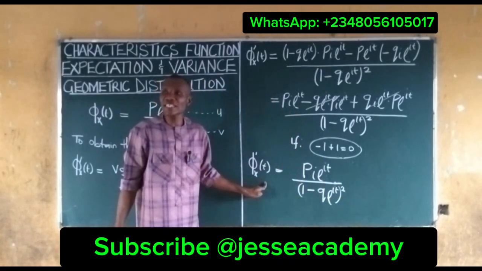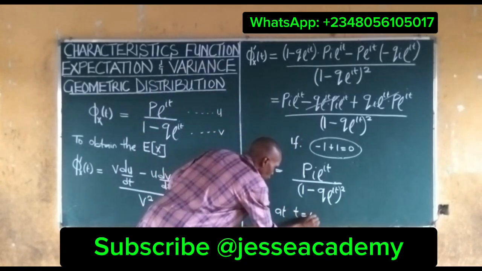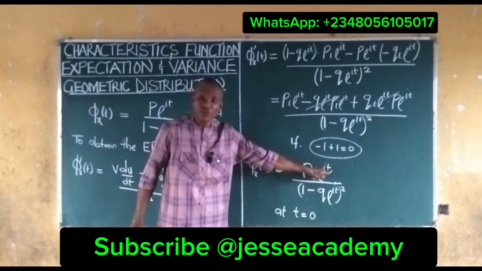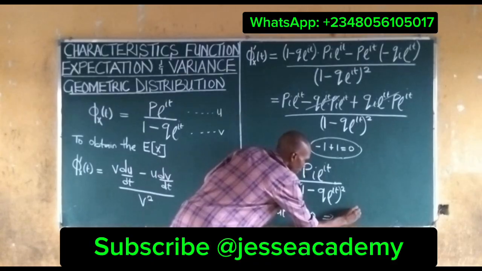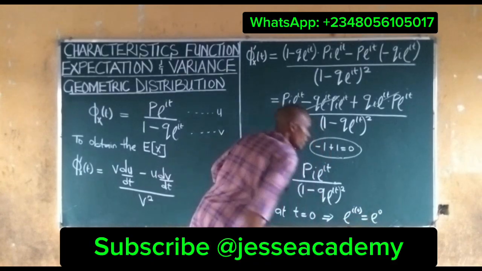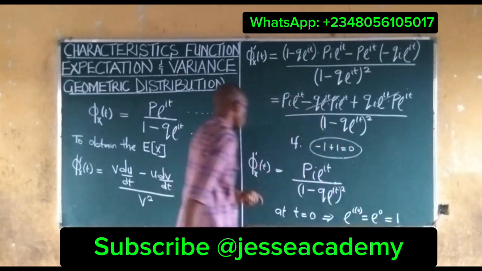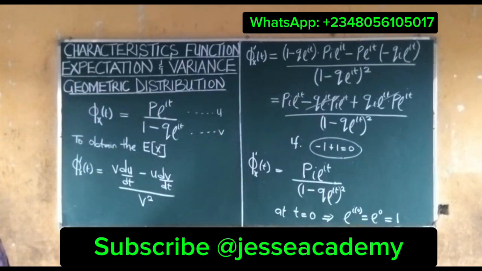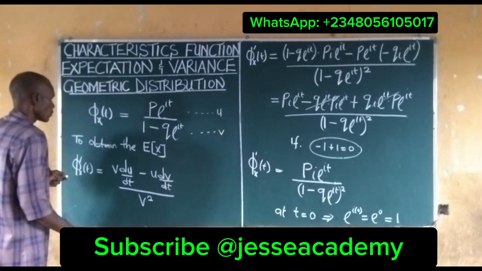So we now say at t is equal to 0. If t is equal to 0, it means anywhere we see t, we put 0. It then implies that e^(i0) is equal to e^0, and anything raised to the power of 0 is equal to 1. So we move over to this side to write our characteristic function properly.